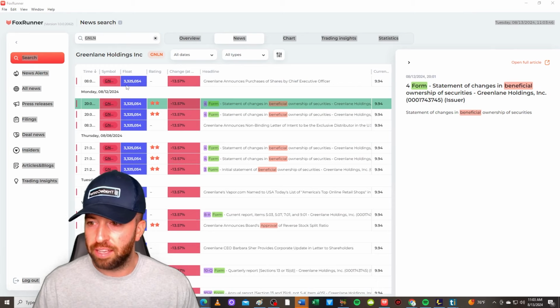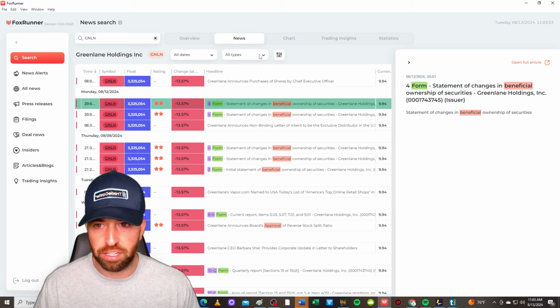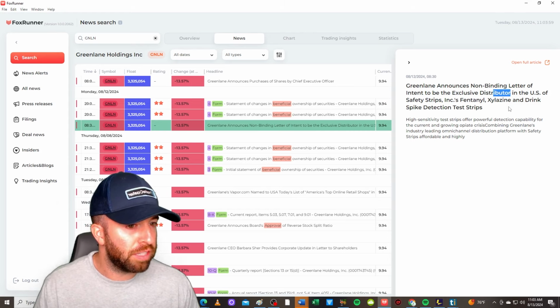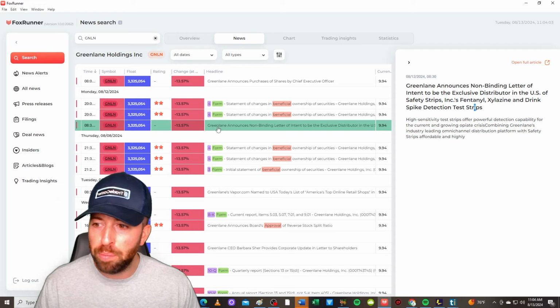Can you guys realize that we have, I'm going to make this a little bit bigger here. It says GNLN, right? Today it's in the red. Today it's in the red. That's why it's showing this is yesterday's top gainer. You can see we have a non-binding letter showing that it's going to be the exclusive distributor for these spike detection test strips. And then moments later, right?